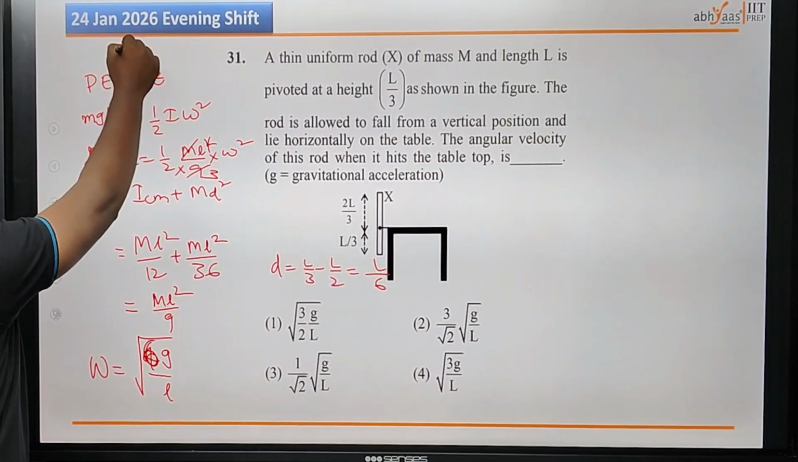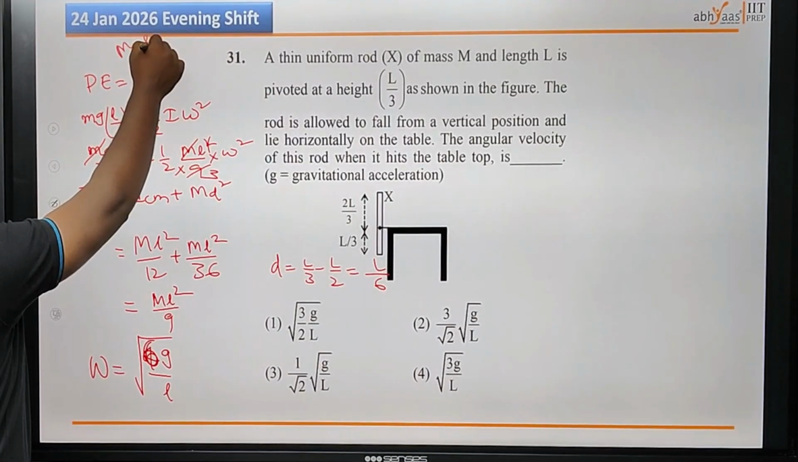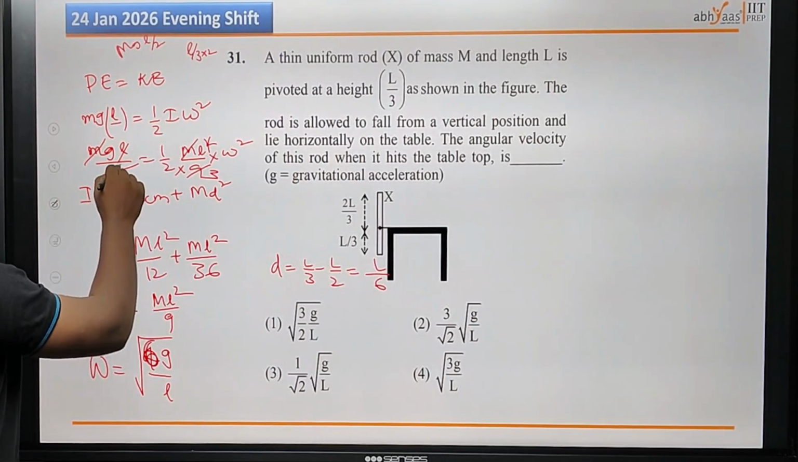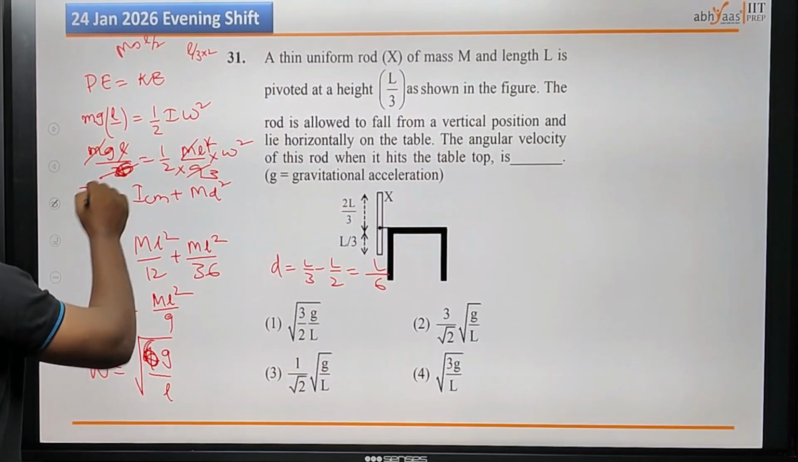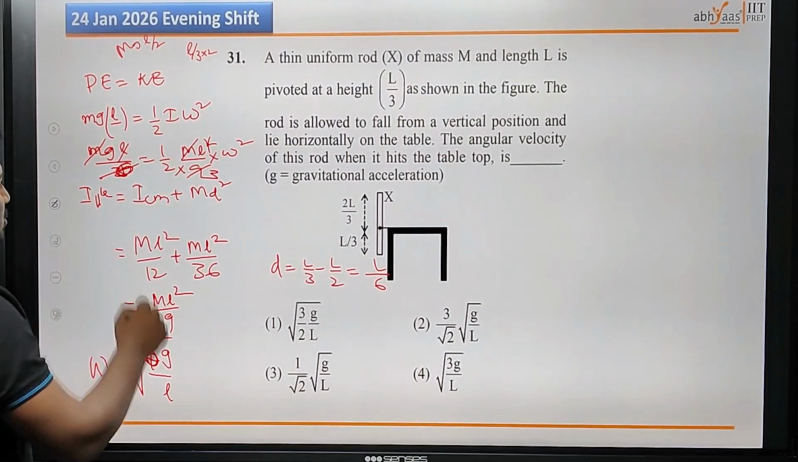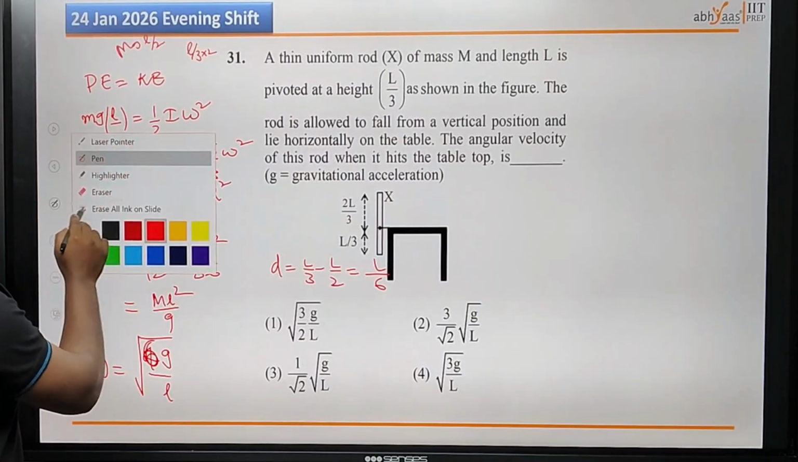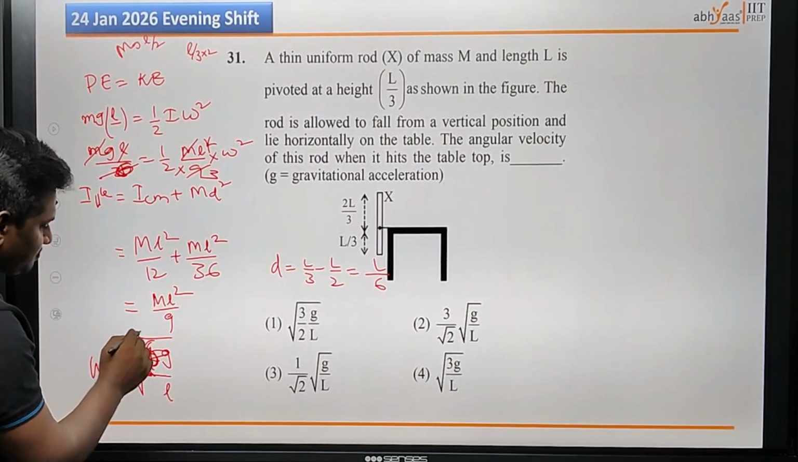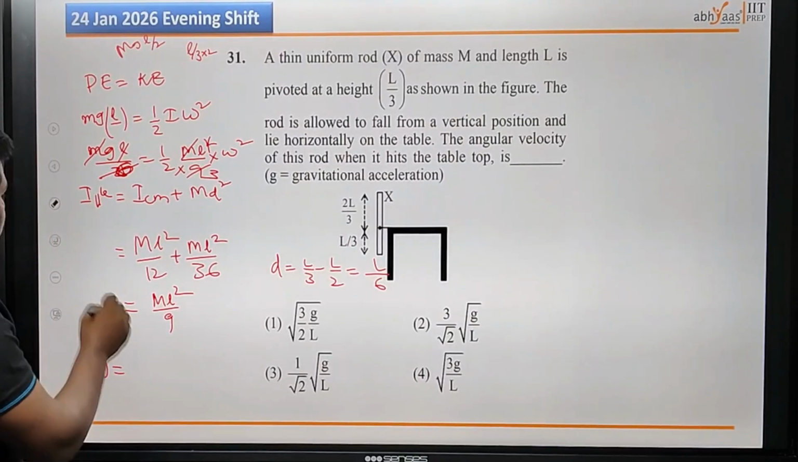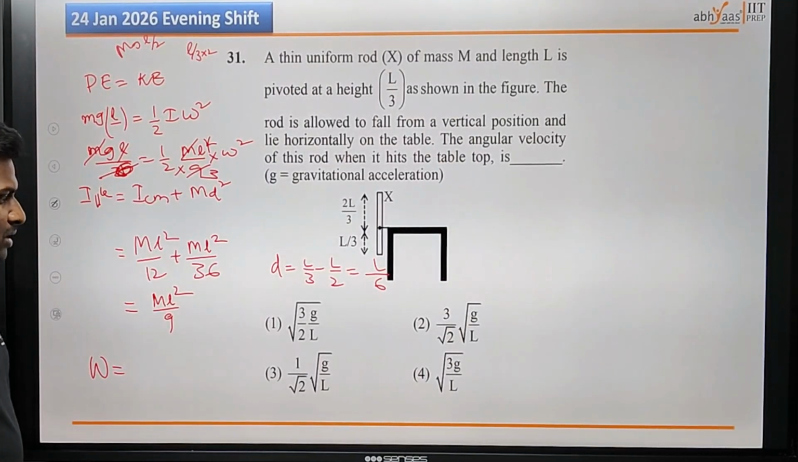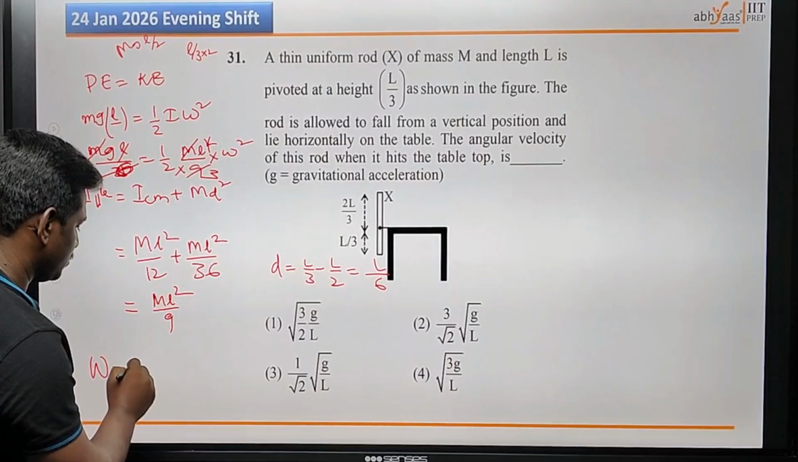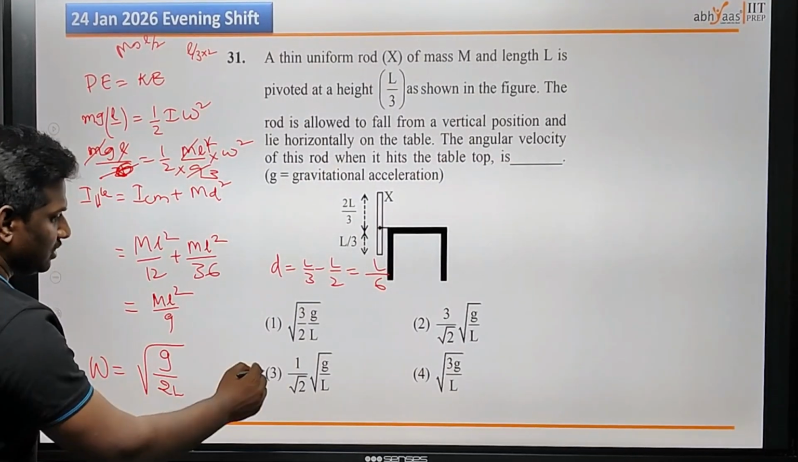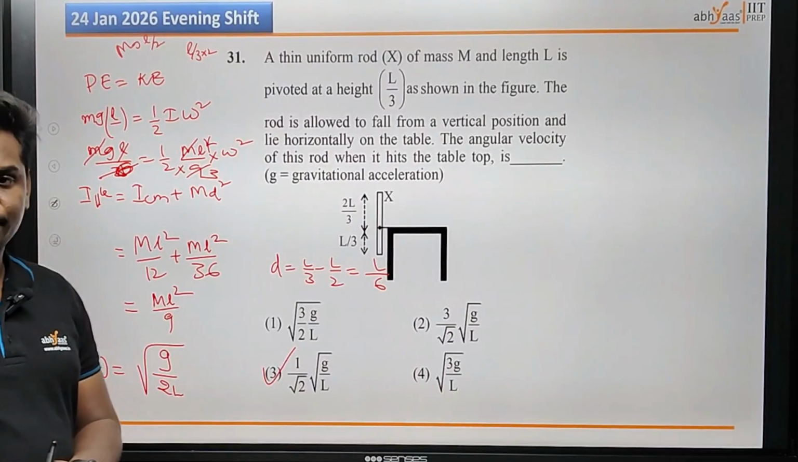We know that mgL by 2. But what is the length here? L by 3. So L by 2 into 2, you will get 6 here. That's why this is our 6. Okay, 3 by 2. So you are having the value g by 2L. Option 2 is your answer.